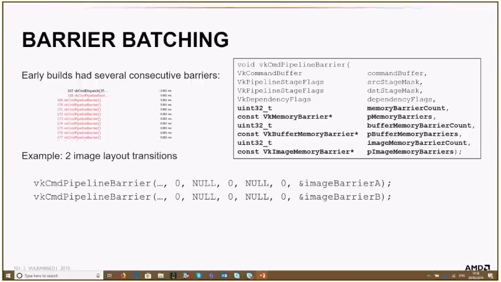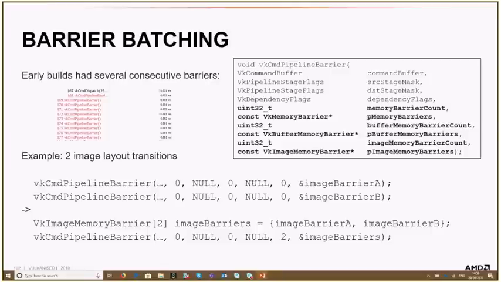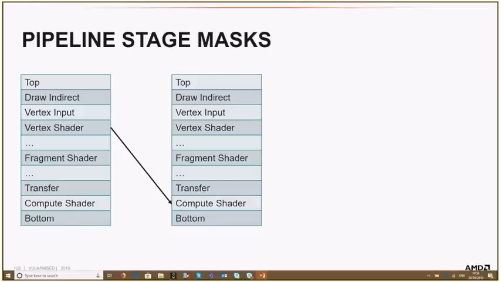So for example, if you have 2 image layout transitions, the naive way is for each image layout transition to issue a separate command pipeline barrier. Or the better way is you just create a list of all your image layouts and then submit it in one row with one pipeline barrier. And this also saves a bit of time because you don't have the overhead of committing all the separate command pipeline barriers.